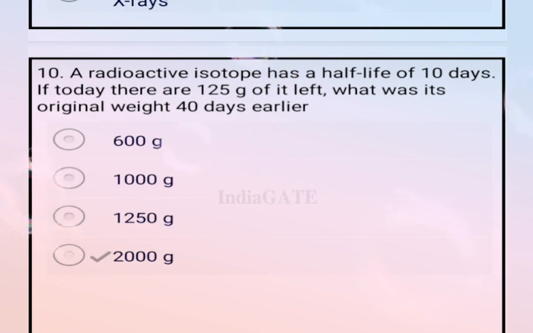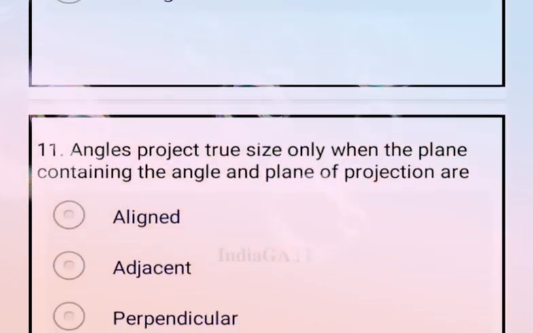A radioactive isotope has a half-life of 10 days. If today there are 125 grams of it left, what was its original weight 40 days earlier? The correct answer is option D, that is 2000 grams, that is 2 kg. Next question.